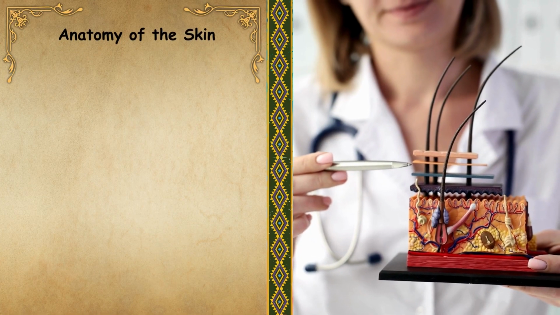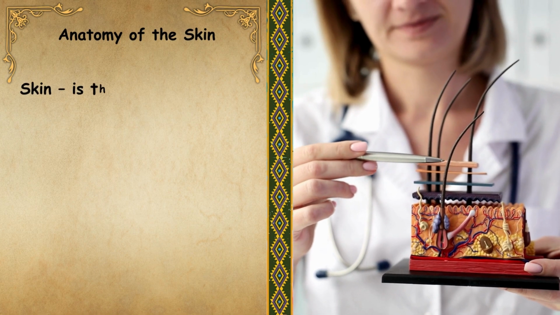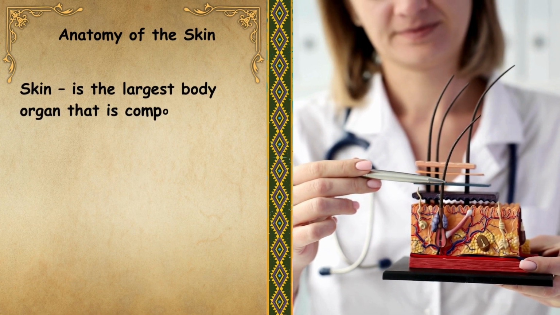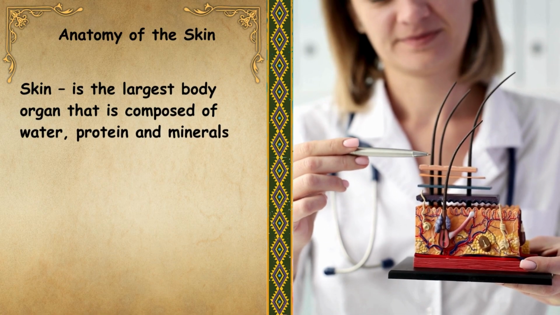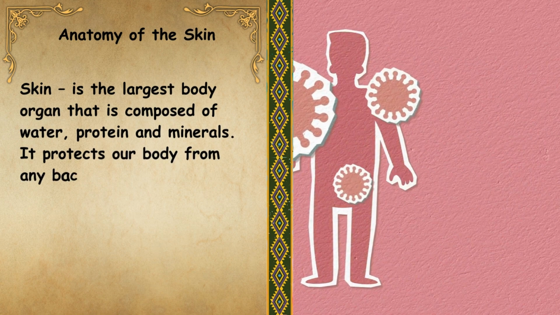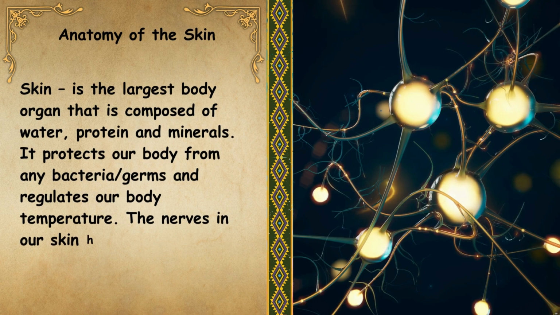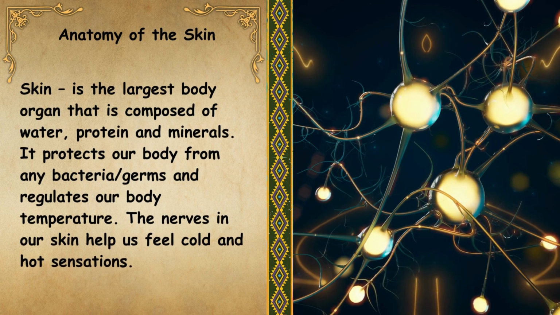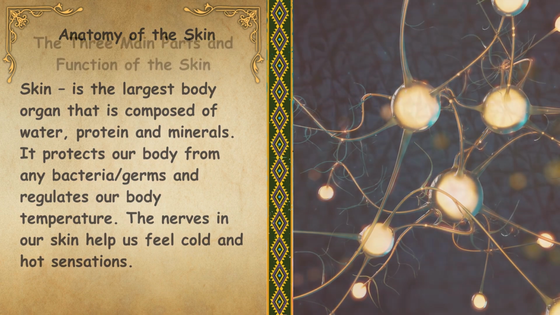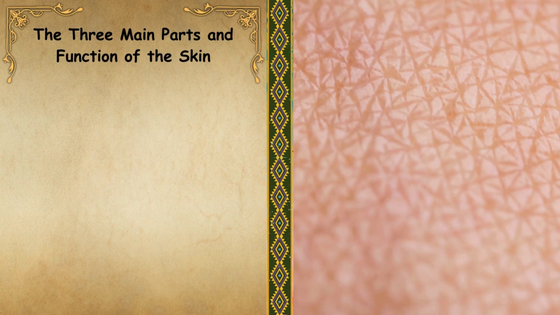Now here is the anatomy of the skin. Skin is the largest body organ that is composed of water, protein and minerals. It protects our body from any bacteria or germs and regulates our body temperature. The nerves in our skin help us feel cold and hot sensations. Here are the three main parts and function of the skin.